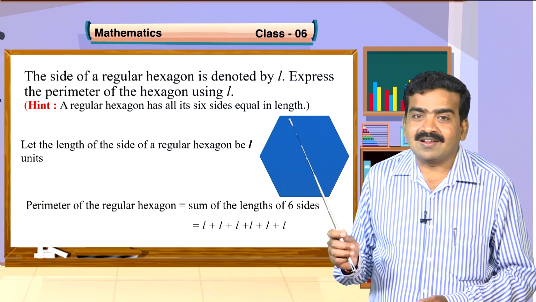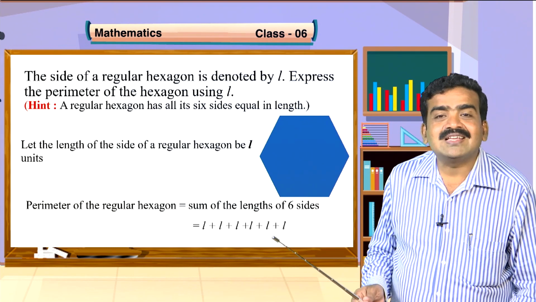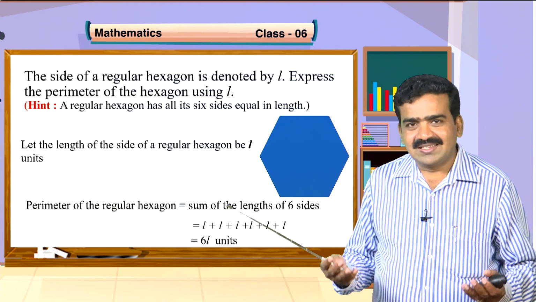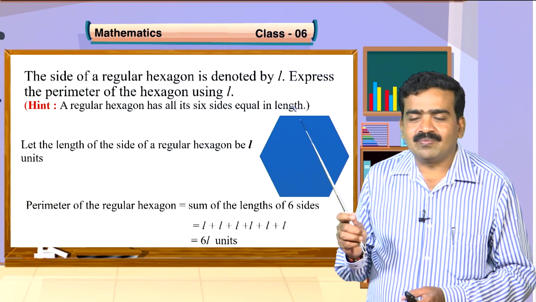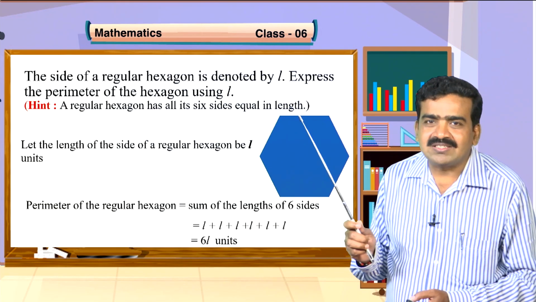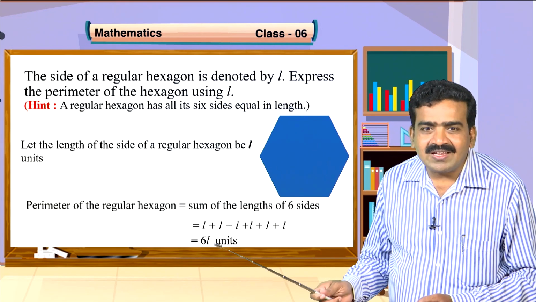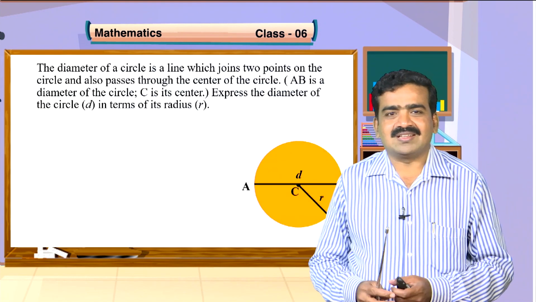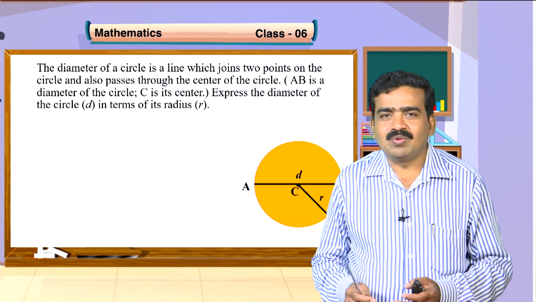In case of a regular hexagon, you have to add 6 L's because it has 6 sides, which is equal to 6L units. Say for example, if each side measures 5 centimeters, then 6 into 5 is 30 centimeters. Okay. Now, let us solve one more problem.